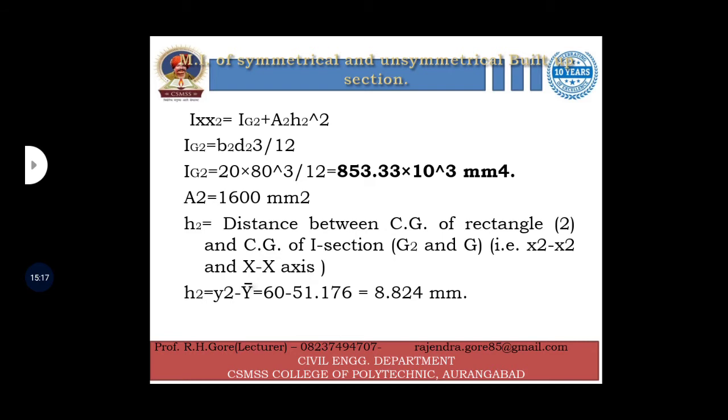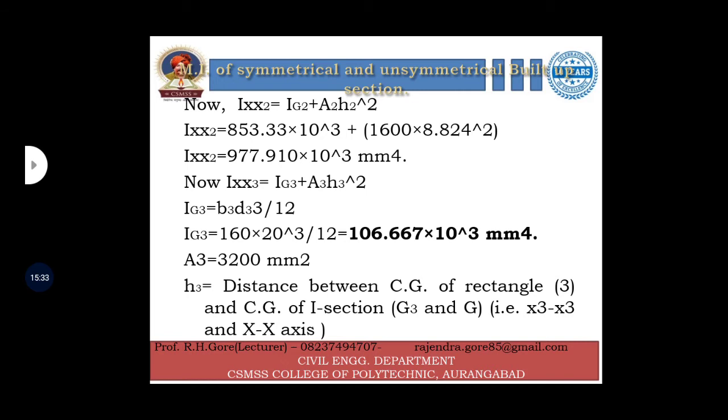x2 axis आणि x axis मधलं डिस्टन्स फिगर मध्ये बघू शकतात तुम्ही. H2 is equal to y2 minus y bar, so H2 is 8.824. So Ixx2 is 853.33 into 10 to the power 3 plus 1600 into 8.824 square. So Ixx2 is 977.910 into 10 to the power 3 power 4.